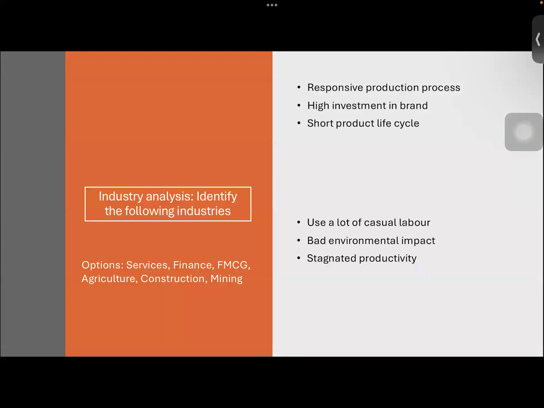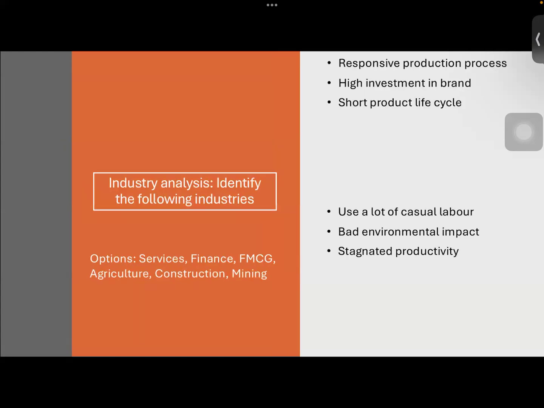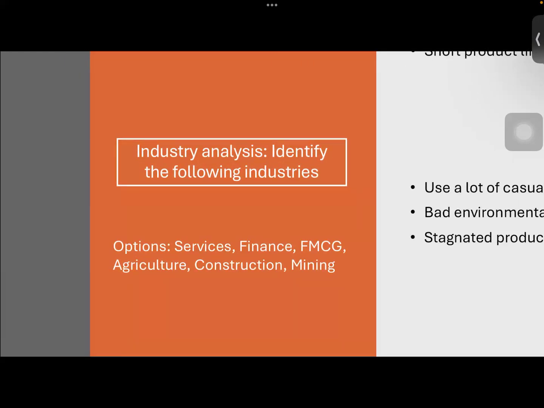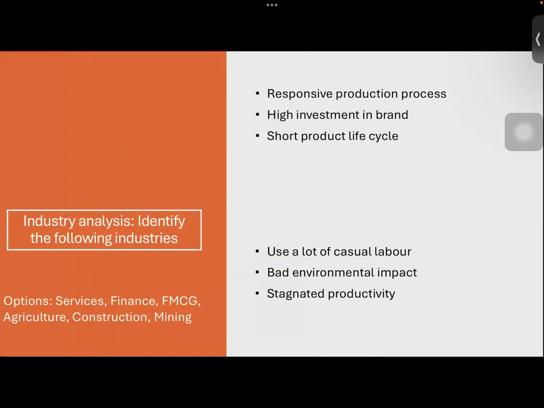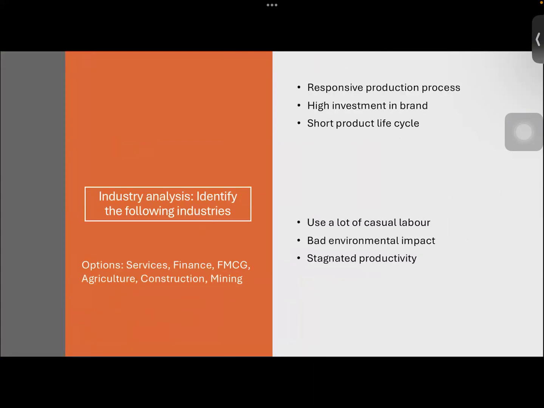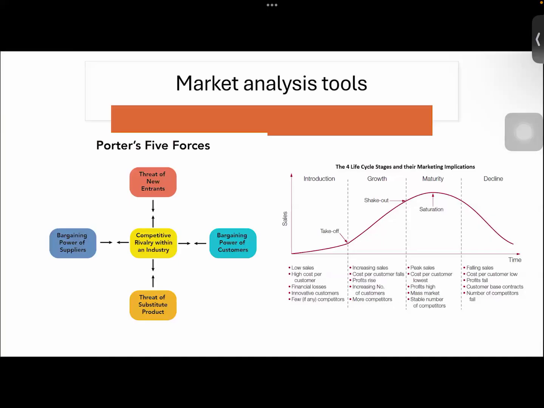First, about the industry analysis, you need to identify some certain industry from the description. And on my screen, I'm showing that there are two descriptions and some options at the bottom. Okay, among the options, we have the services, finance, FMCG, agriculture, construction, and mining. Okay, so I have two descriptions here. I think that I need to number them.